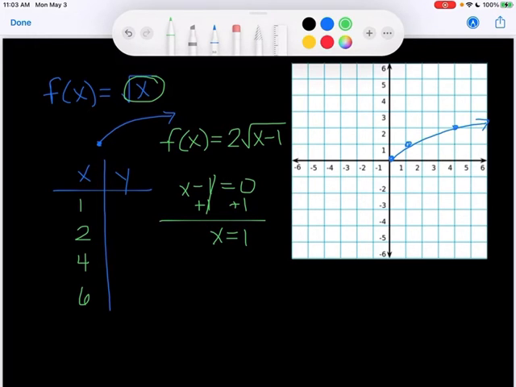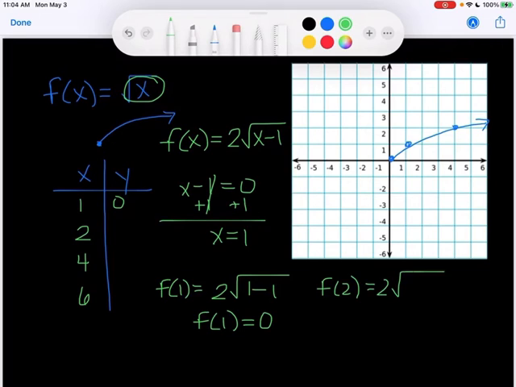And again, if you're using a graphing calculator, you can go to table and type this in and get those values. But let's plug in 1 for x. Okay, so we're finding f of 1. 2 times the square root of 1 minus 1. Well, 1 minus 1 is 0, and the square root of 0 is 0. So f of 1 equals 2 times 0, or 0. That's our first ordered pair. Then we need to find f of 2. So I've got 2 times the square root of 2 minus 1. So f of 2 equals 2 times the square root of 1. Well, the square root of 1 is just 1, so we get 2 times 1, which is 2.